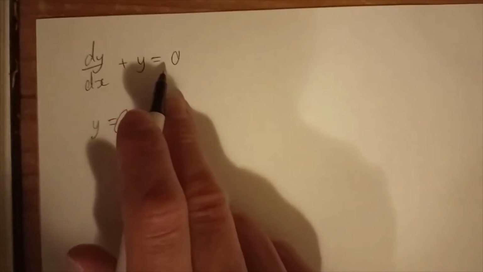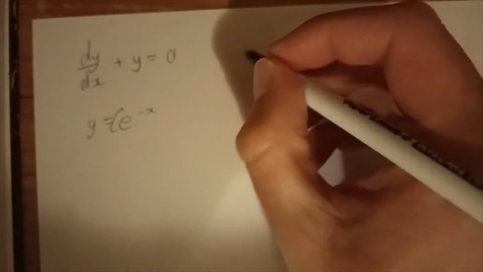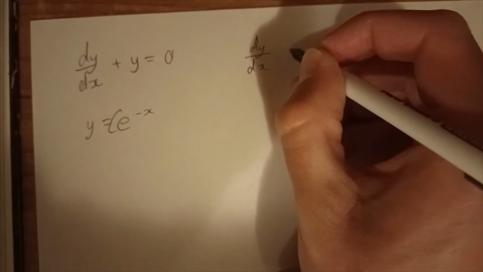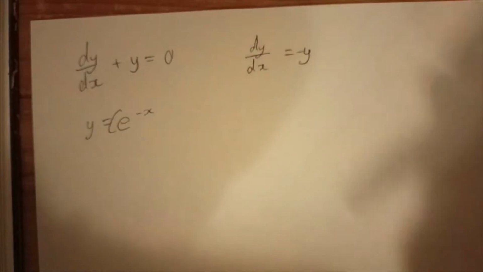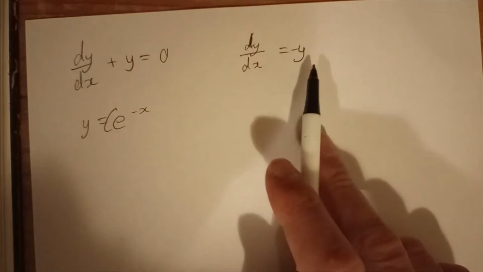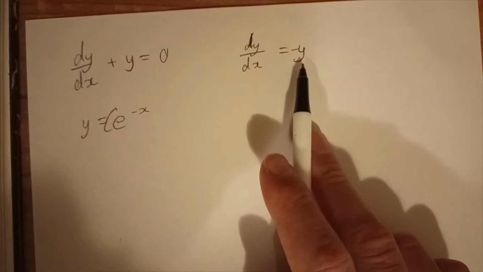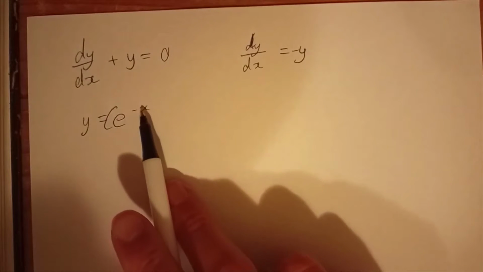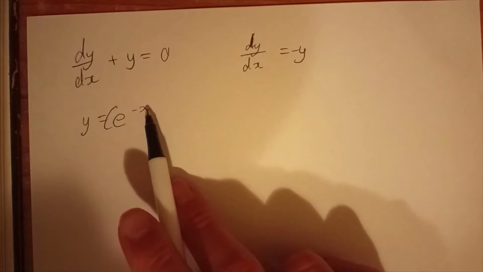One thing we can see if we rearrange this equation is that it can be written like this. So we see that what this equation really is saying is that the derivative is equal to the negative of the function. And we know that's the case for the exponential of the negative of the independent variable.